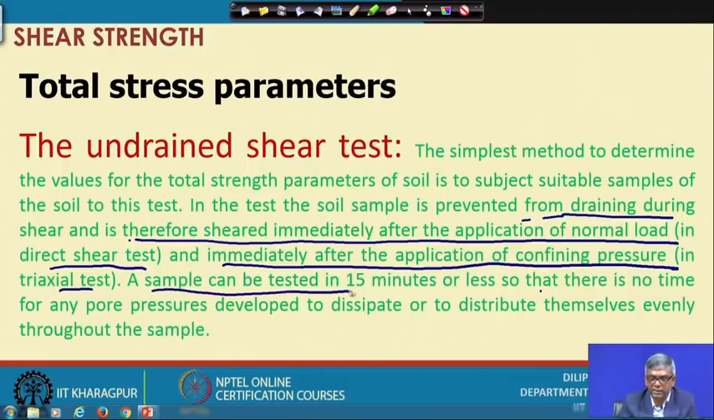A sample can be tested in 15 minutes. The undrained test can be carried out in 15-20 minutes, but if you want to allow drainage, then with every application of load excess pore pressure will develop, and you have to give time for dissipating the pore pressure, and that takes a long time. So if you want to do that type of test, it will take long, which I will discuss later, but the undrained test can be done very quickly. Some problem applications I will show you in the next few classes.